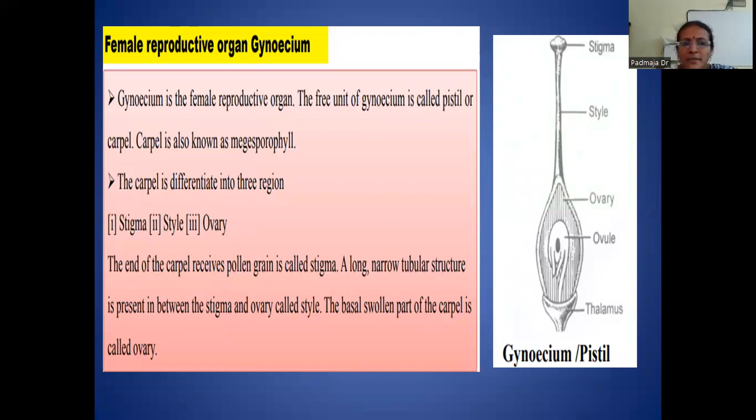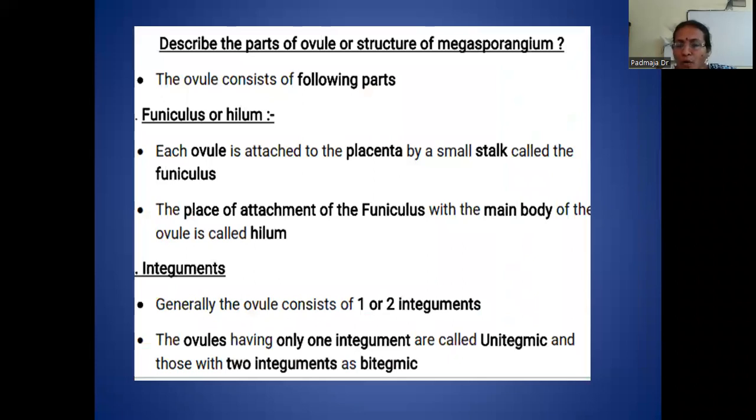And next one is the ovule. The ovule is also called the megasporangium. The ovule is present in the ovary. The ovary is the basal part of the gynoecium, and inside the ovary, the ovule is present. The other term we use, the ovule, is a megasporangium. And when we see the structure of the megasporangium, what are the parts present in the megasporangium?